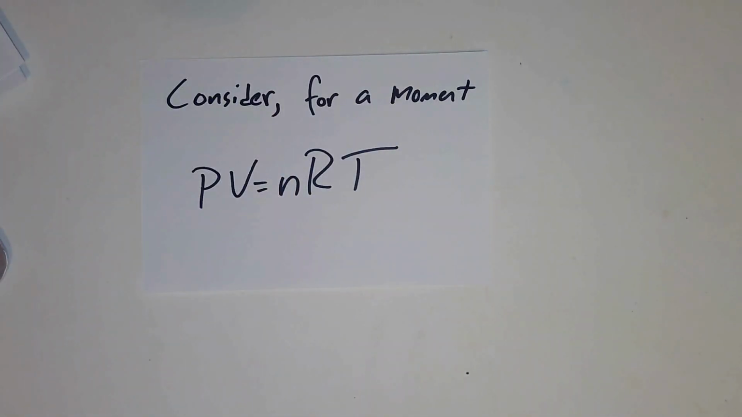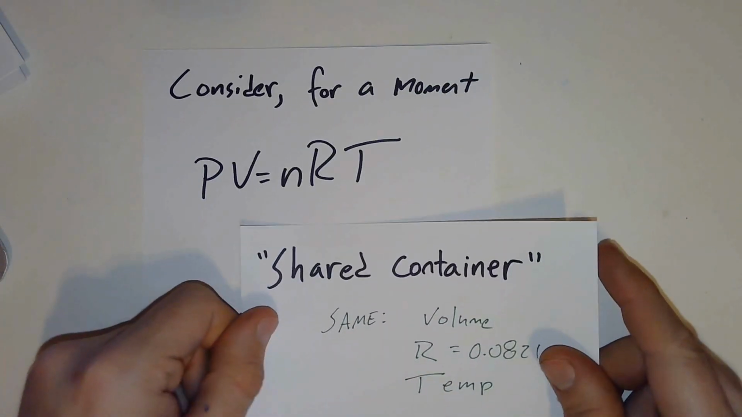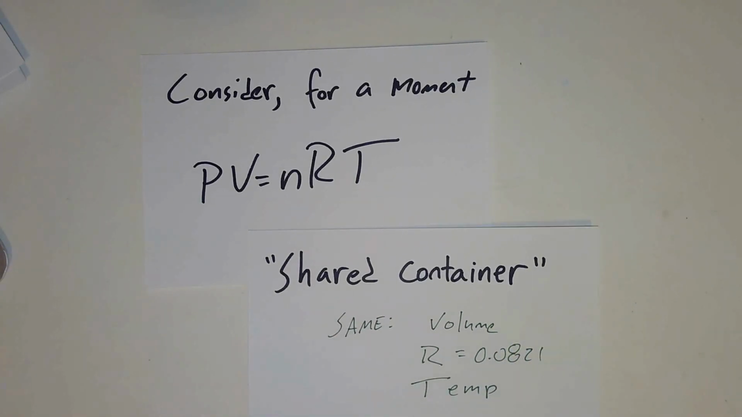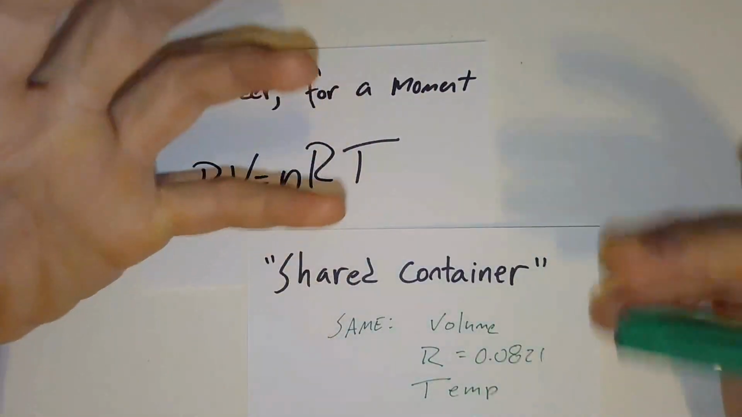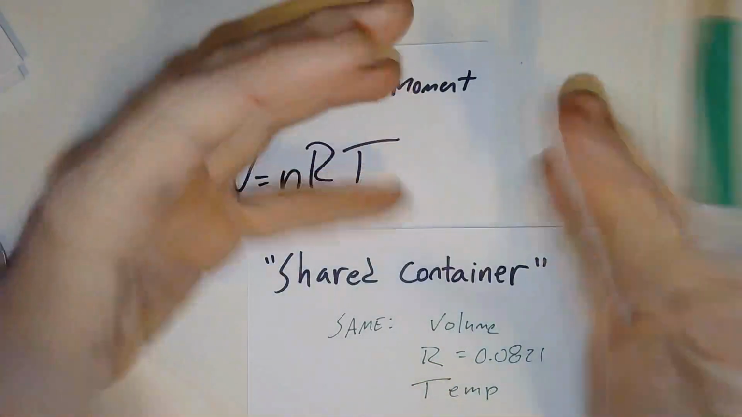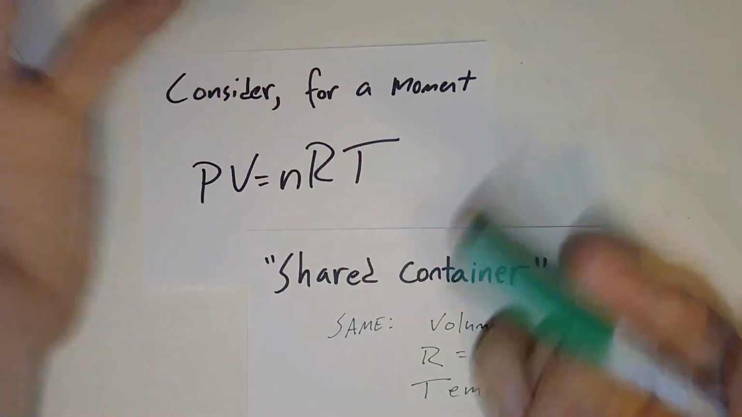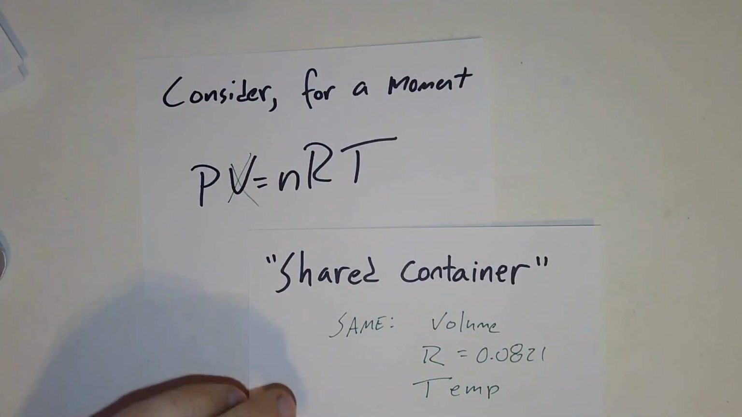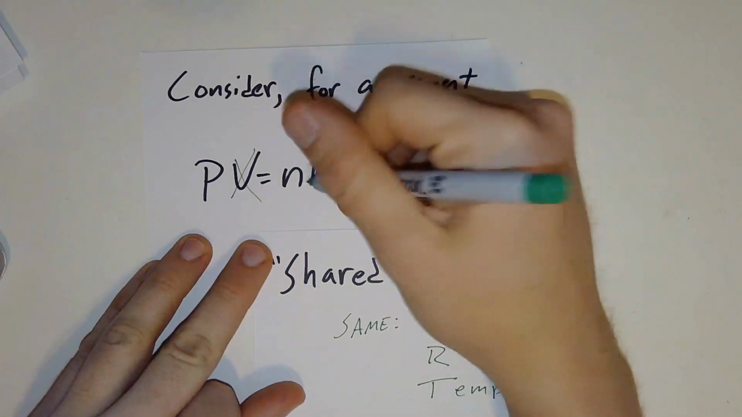And I would argue that we're dealing with what's called a shared container, right? And in a shared container, these three things aren't going to change. Your volume, your temperature, and your R. In other words, if they're in the same jar, the same balloon, the same pressure vessel, I don't care what you're talking about, it's not like the walls are suddenly going to change, right? The container is the container. So that's off limits. And R is not going to change, it's a constant.